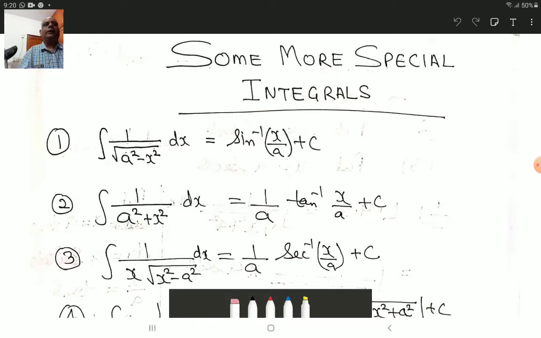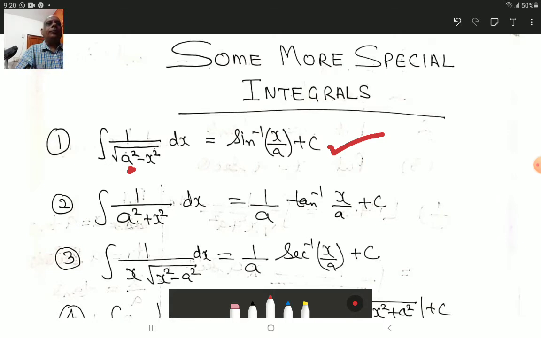So the first formula is integration of 1 upon square root of a square minus x square is equal to sine inverse x by a. As you can see, it is comparable with 1 upon square root of 1 minus x square. If we replace a by 1, it becomes 1 upon square root of 1 minus x square, whose integration we know is sine inverse x. But since here it is a, the answer is a bit different, sine inverse x by a.